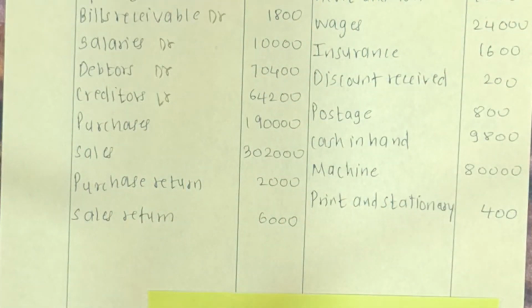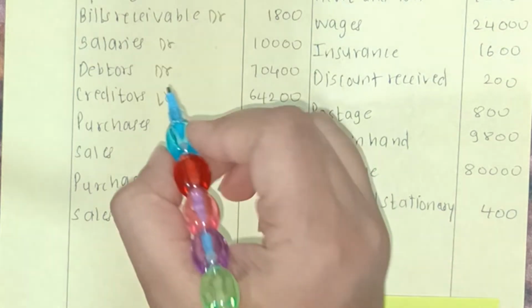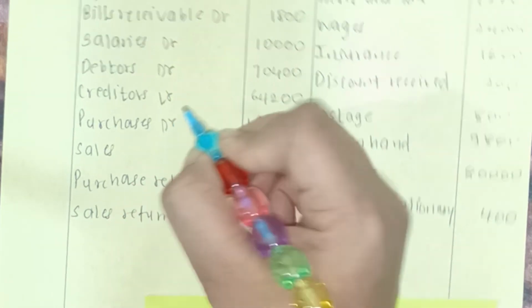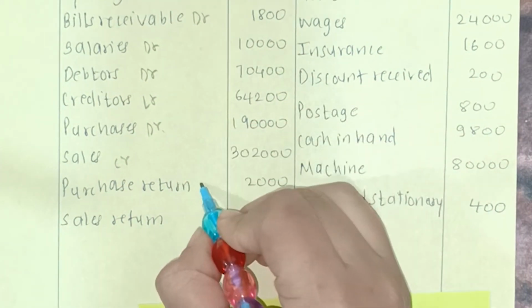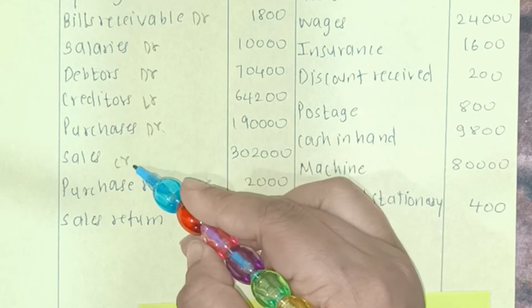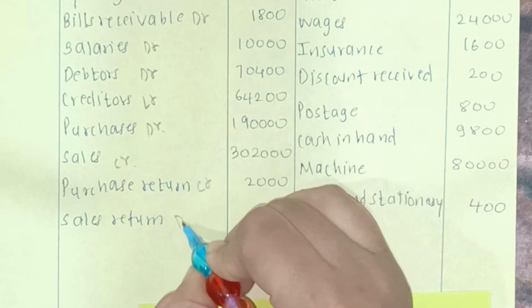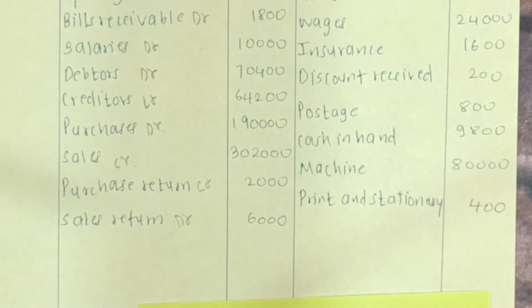Next we have purchases. Purchases is a nominal account, again it will be on the debit side. Sales on the credit side. See, purchase is on the debit side, so purchase return will be on the credit side. Sales is on the credit side, so sales return is on the debit side. This is how you should remember.